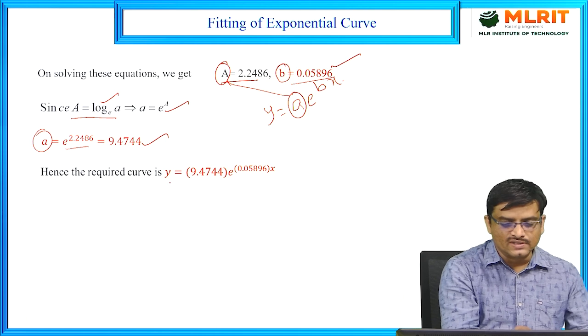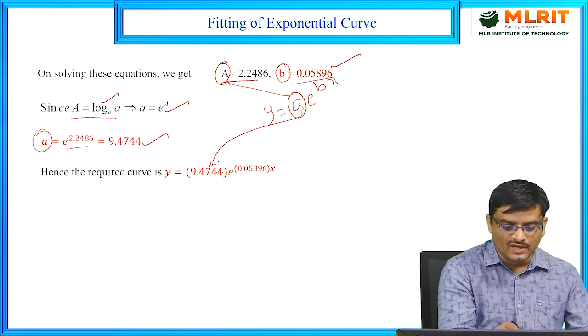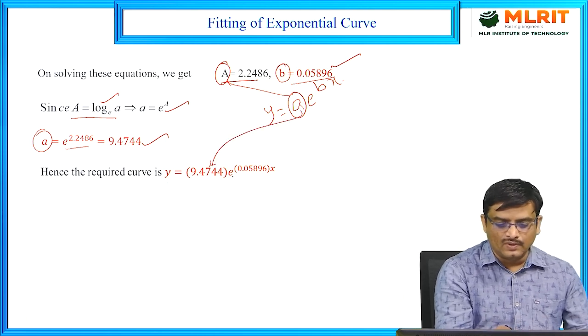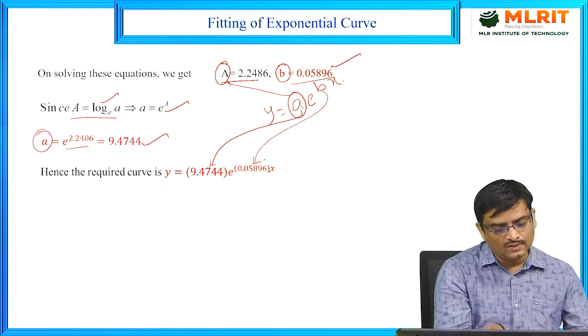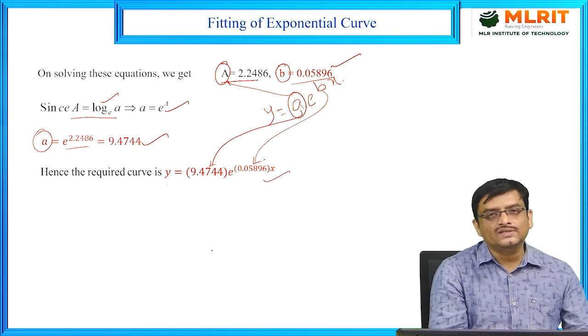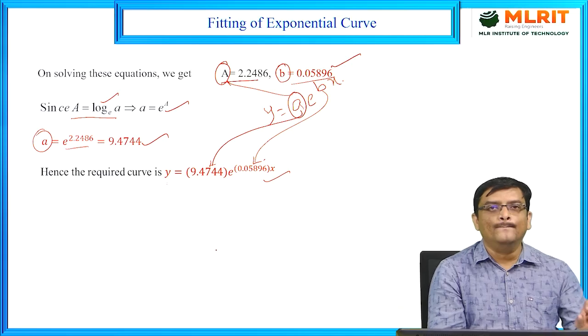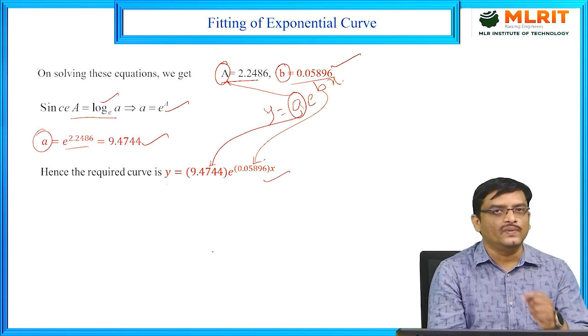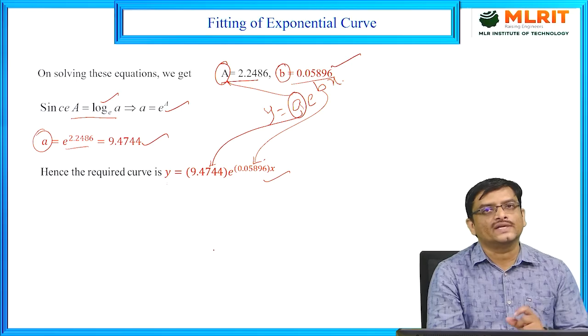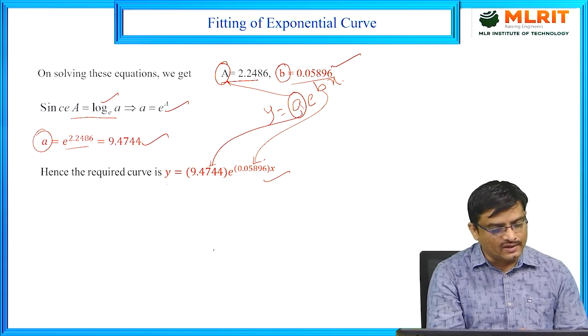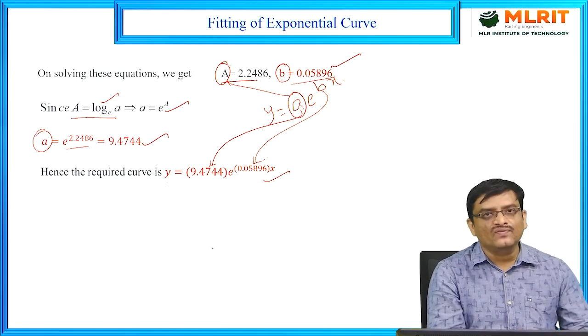So here y is equal to a e power bx. In place of a I have taken the value of a, and in place of b I have taken the value of b and substituted. This is our resultant best exponential curve for the given data. So this is the process we will follow to fit an exponential curve for the given data here. And we can follow the same procedure for the second type also.